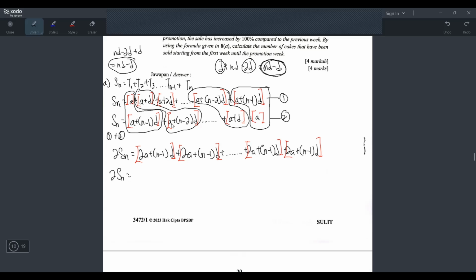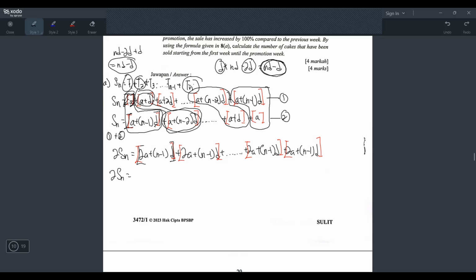So how many times the 2a plus n minus 1d will appear? How many red color bracket do you have? There will be n number of times, right? Because I mentioned already, this red color bracket comes from this bracket plus this bracket, right? And this bracket actually comes from T1, right? Then what about this red color bracket? This red color bracket comes from here, which comes from the T2, right? It means that in total got how many bracket? n times, right? Because here also got n times of red color bracket, here also got n times.